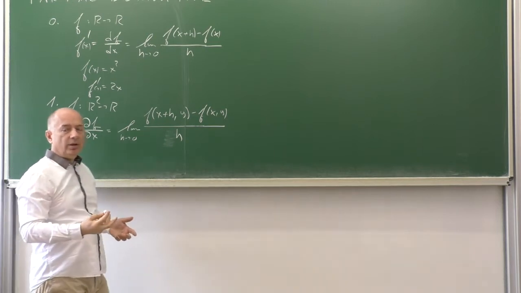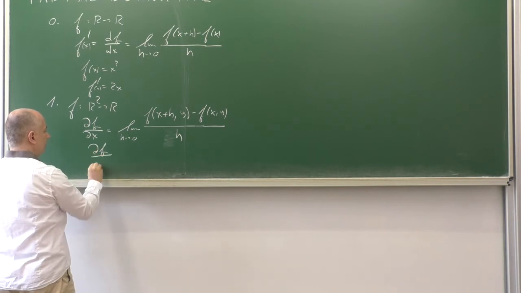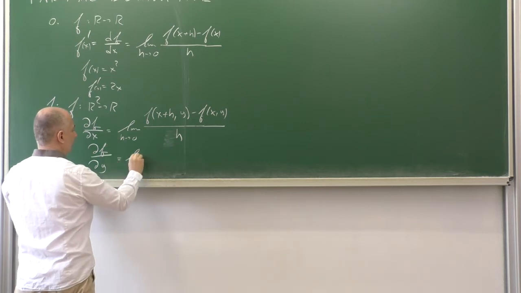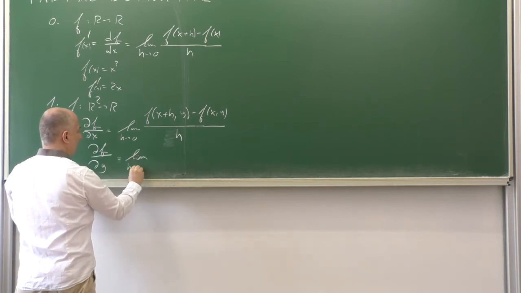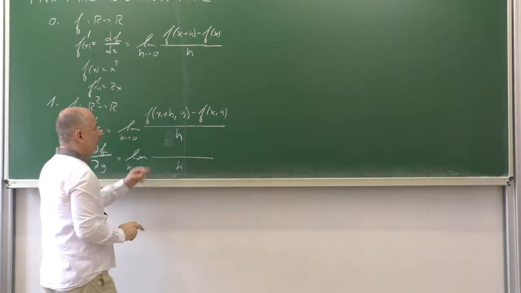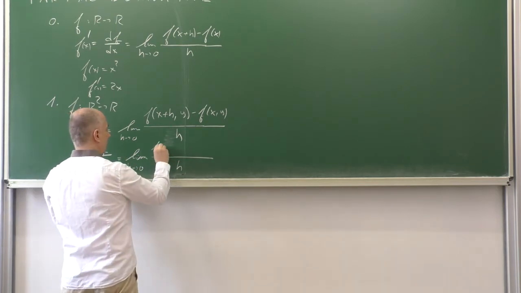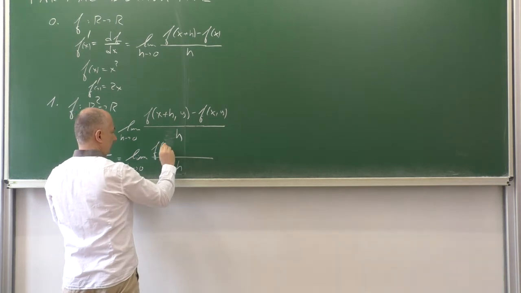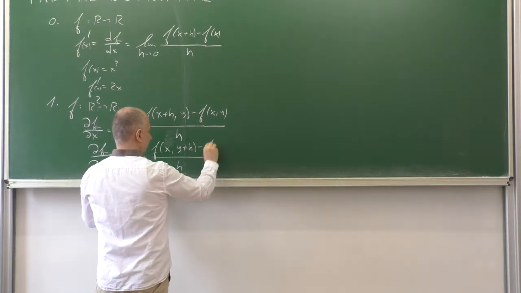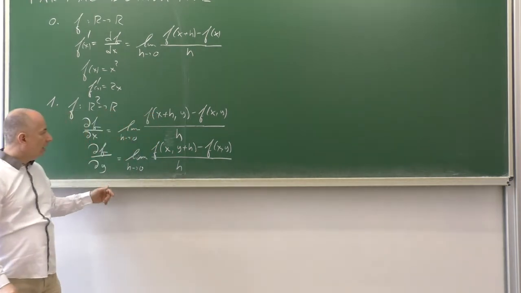And similarly, we can differentiate with respect to y, and then we have the partial derivative of f with respect to y, which will be the limit, again for h going to 0. And this is a similar fraction, but this time x is a constant and y is changed by h. So x is always x, and y is shifted by h, and we subtract the old value of f(x,y).